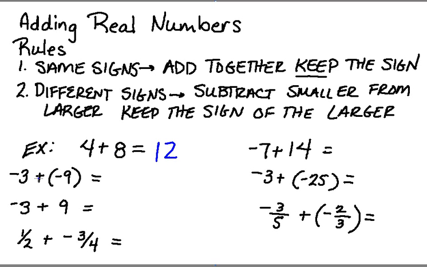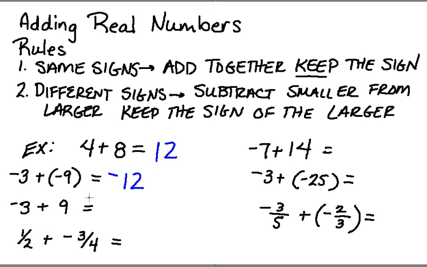Let's look at what happens when they're both negative. Minus 3 and a minus 9. Well, they both have the same sign, a negative sign. So we're just going to add them together. 3 plus 9 is 12. But now we're going to keep the sign, okay? So it's actually a negative 12.